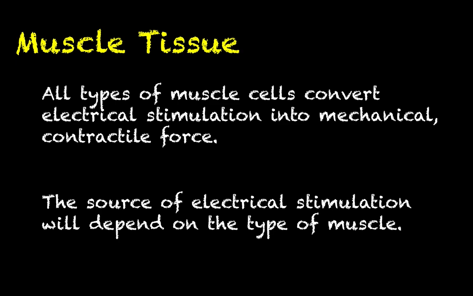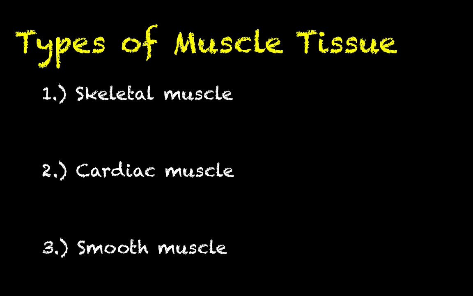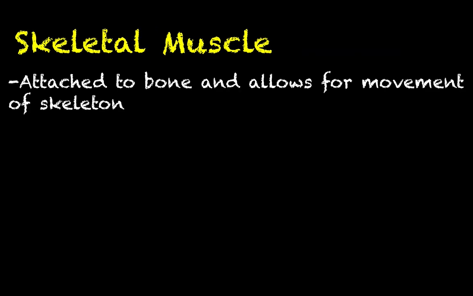So what we're going to see here when we compare and contrast the three different types of muscle is that the source of electrical stimulation is going to depend on what kind of muscle we're talking about. To this end, there are three different types of muscle that we will eventually see in much greater detail later in the semester, but for now we're just going to gently introduce them. We have skeletal muscle, cardiac muscle, and smooth muscle.